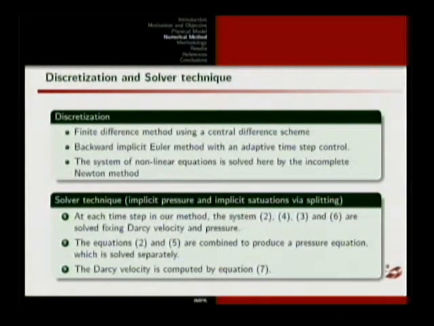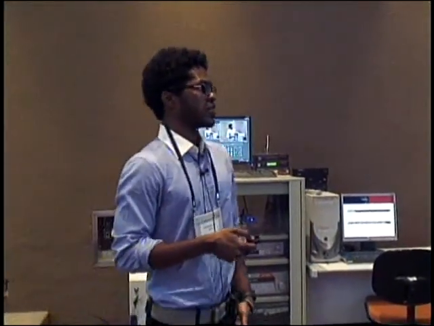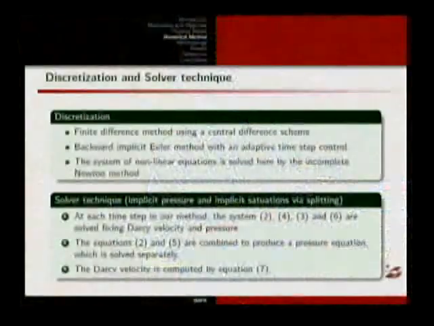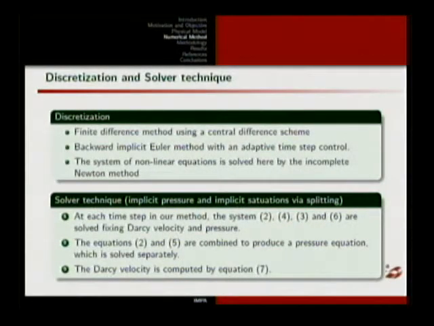In the discretization, for solving our system of equations, we basically use the finite difference method. We use second-order central difference schemes, and a backward implicit method with an adaptive time step in order to control the convergence. This discretization leads to a nonlinear equation that is solved with a Newton method, an incomplete Newton, used to avoid divergence, with relaxation parameters that control some peaks of oscillation of the solution.